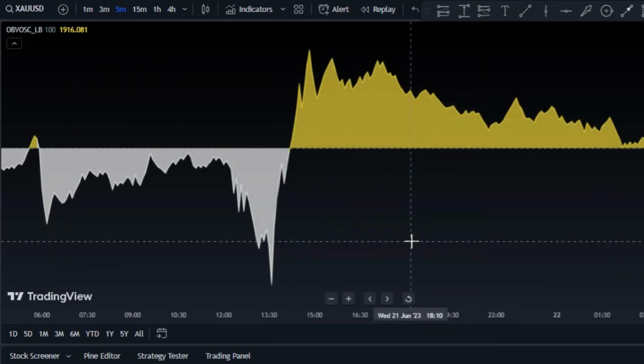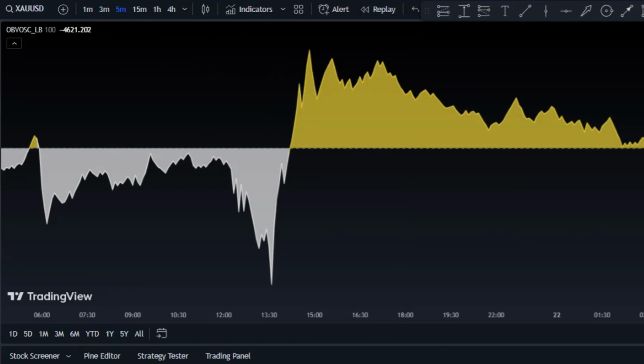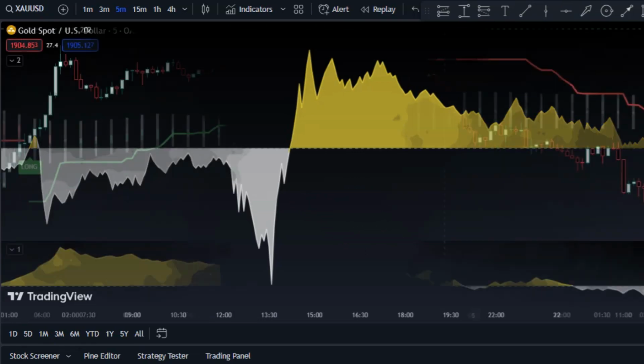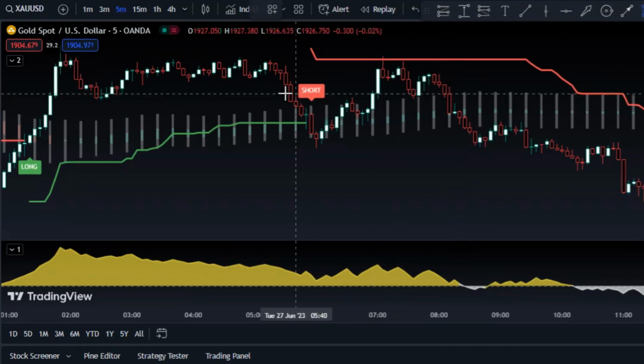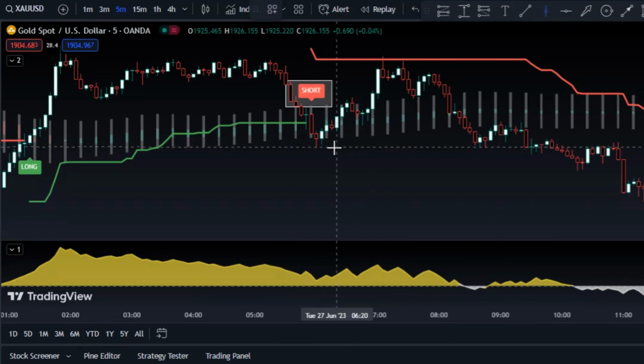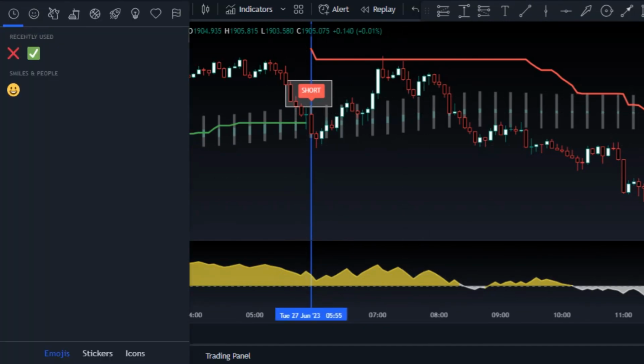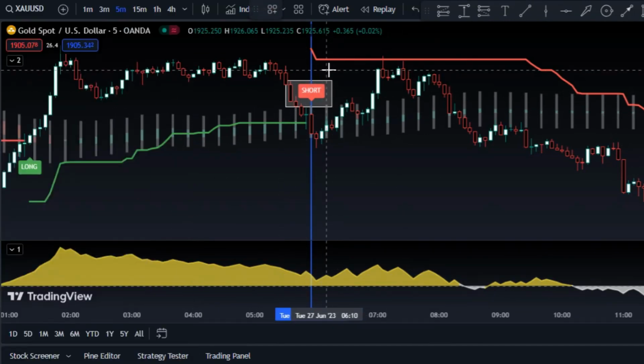Now if the shaded area is above the zero line, that means buy signals from the other indicators will be valid trades. But if the shaded area is below the zero line, that means sell signals will be the ones we want to take. For example, in this chart, the short signal was given by the super trend indicator, but the OBV oscillator area was above the zero line. So this signal is rejected, and not taking the trade helped us avoid a losing trade.